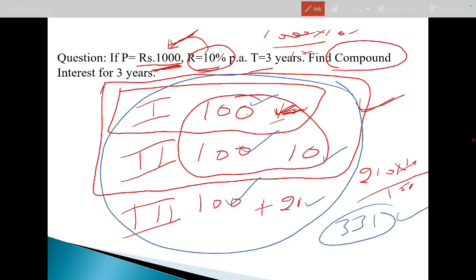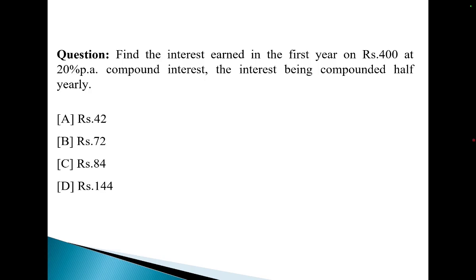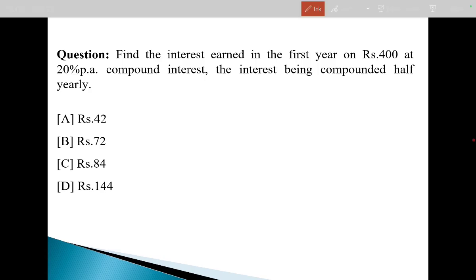So did you understand the concept of compound interest? In this concept, on an interest you are getting interest. Okay? That is called compound interest. Now the next question is there. Find the interest earned in the first year on 400 at a 20% compound interest.